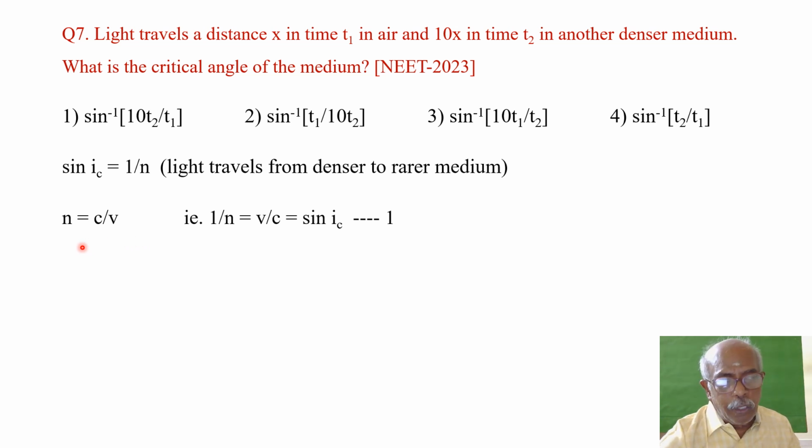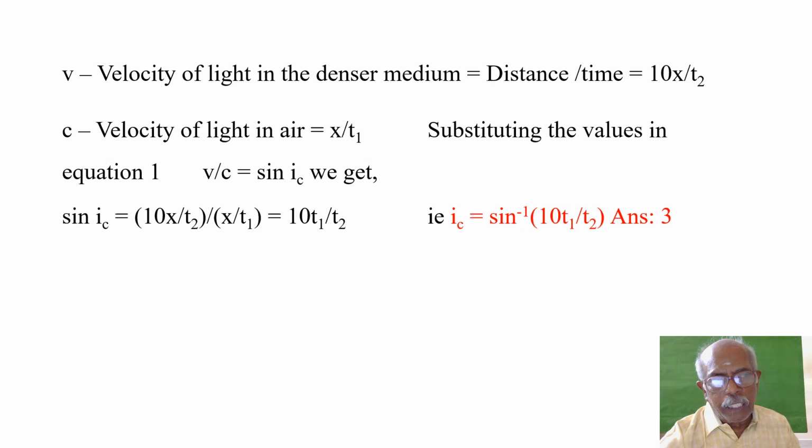So n is equal to the refractive index. By formula, n is c by v. What is c? The velocity or speed of light in air. v is the speed of light in the medium. So it means 1 by n is equal to v by c, which is equal to sin IC, according to this equation. So let us proceed. v is the velocity of light in the denser medium.